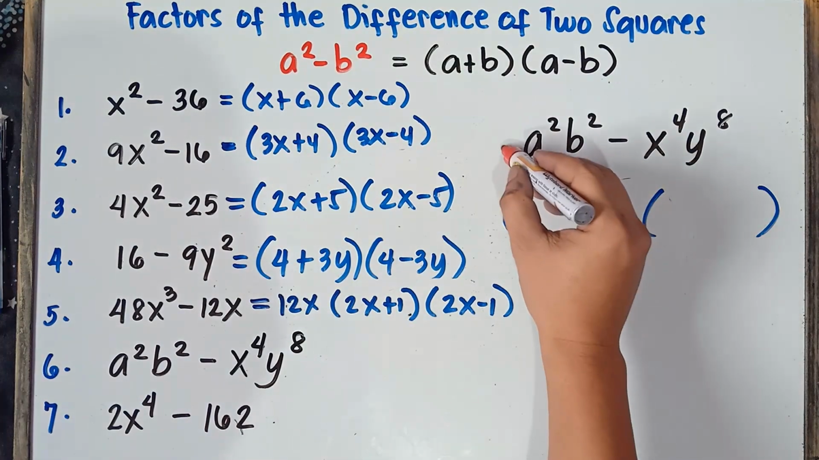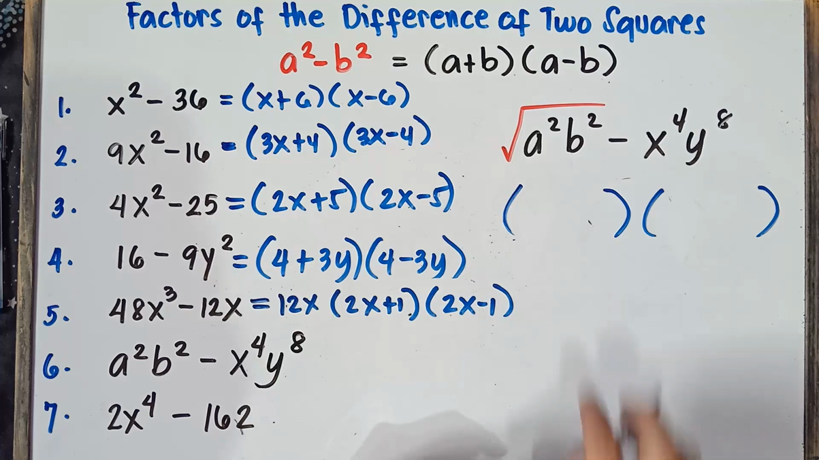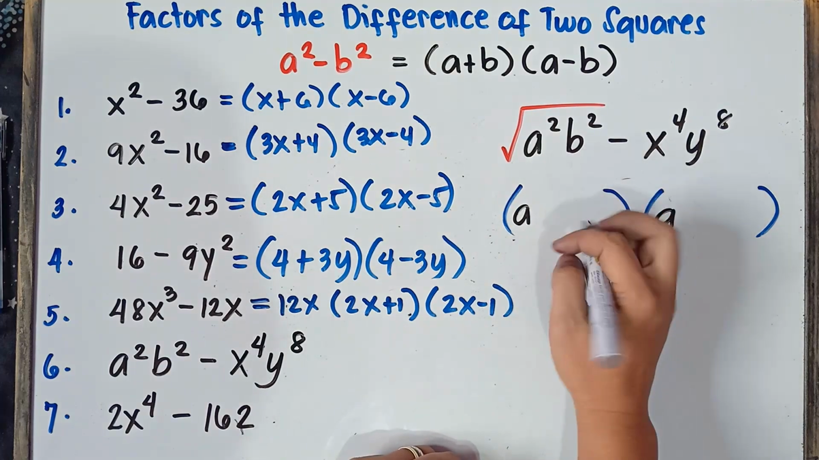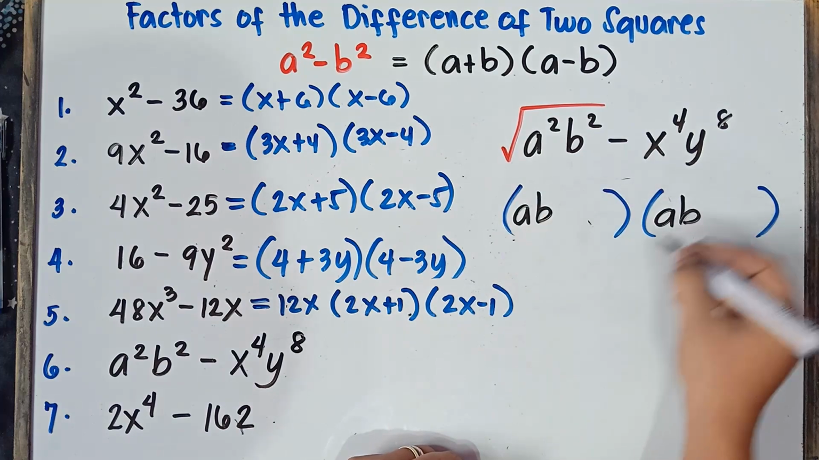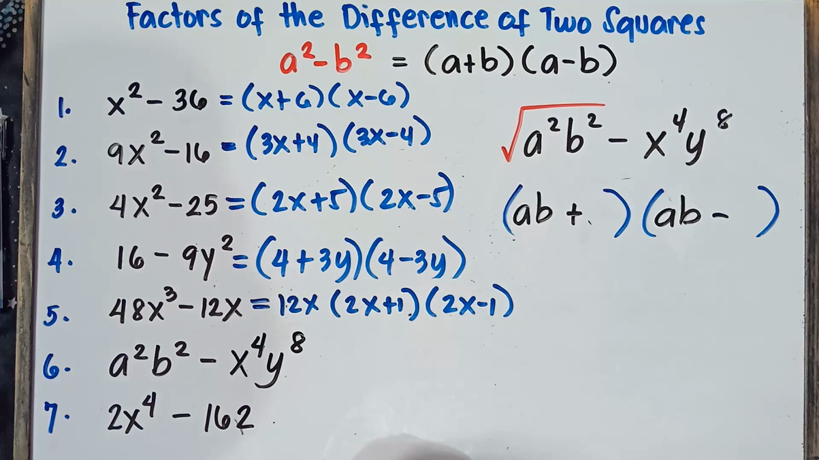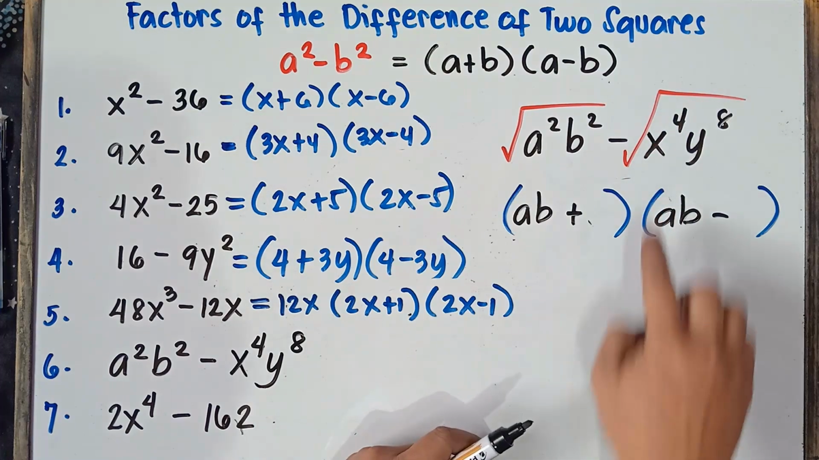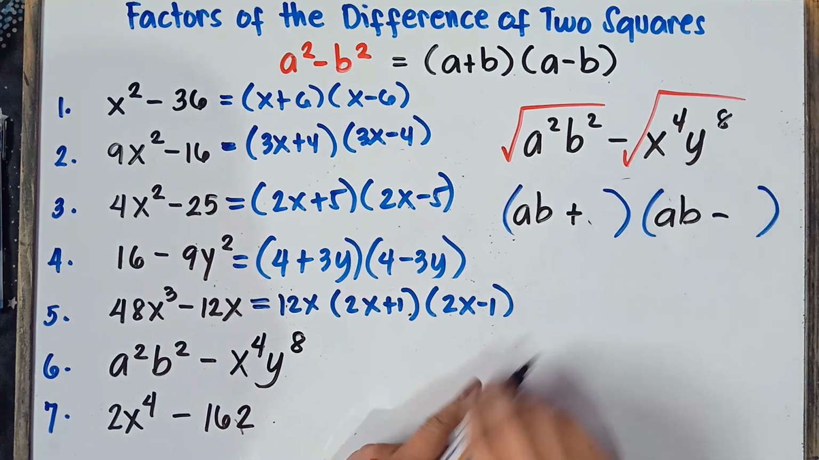And then simply get the square root of the first term, the square root of a squared, that would be a. And then the square root of b squared, that would be b. And then put plus and minus sign. And then the square root of the second term, the square root of x raised to the power of 4, that would be x squared.